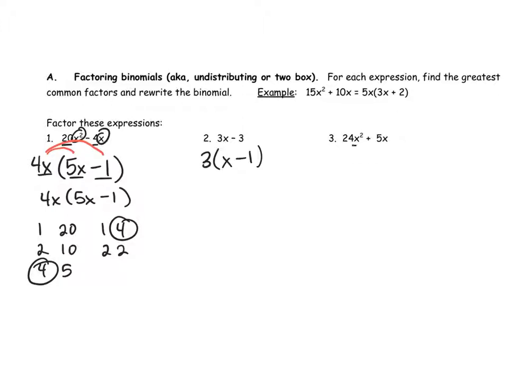So the only thing I can take out, because they both have x's, is a single x. So to get 24x squared, I multiply x by 24x, and I multiply x by 5 to get 5x. And that's as far as I can go with that one. So that's greatest common factor. We're just looking for the biggest number and or variable that we can get out of both of those terms.